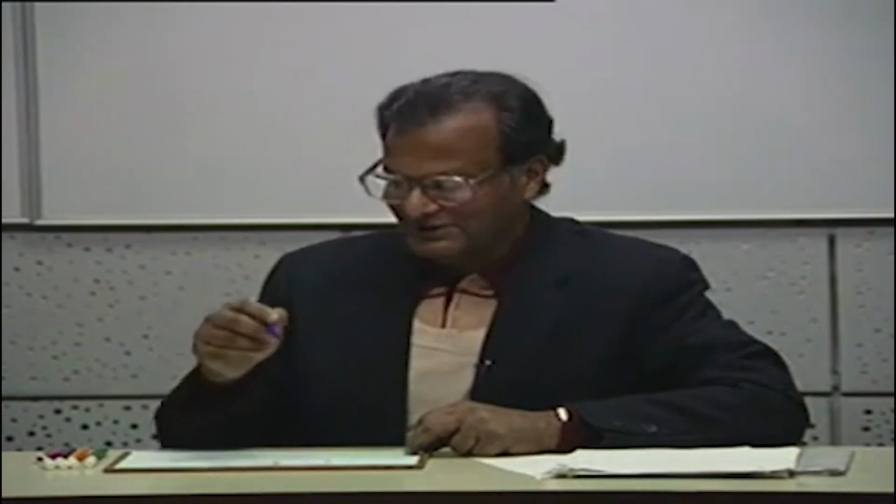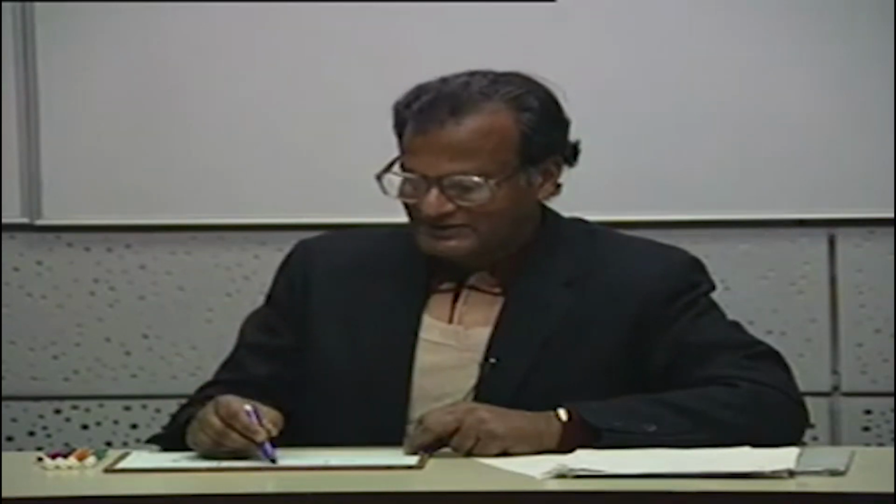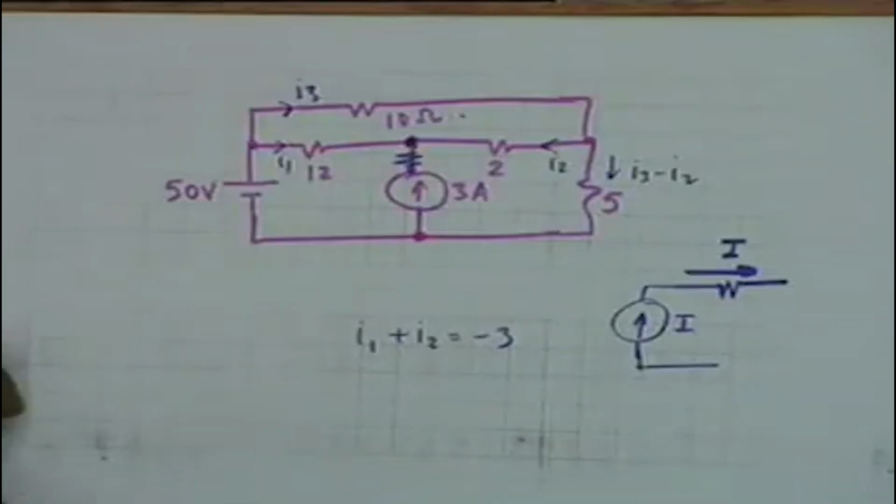So if there is a resistance in series, then there is no change in the KCL equation at this node. Even then you cannot write a KVL equation, because you can find this drop, but you do not know what the drop across the current generator is. Any other question? Okay.